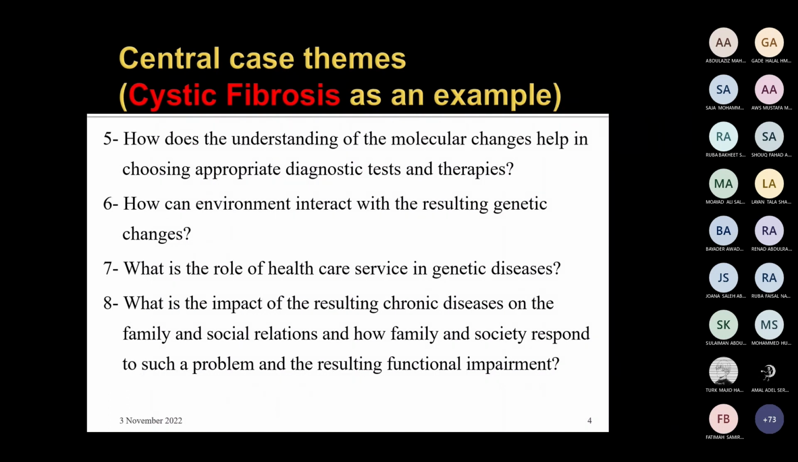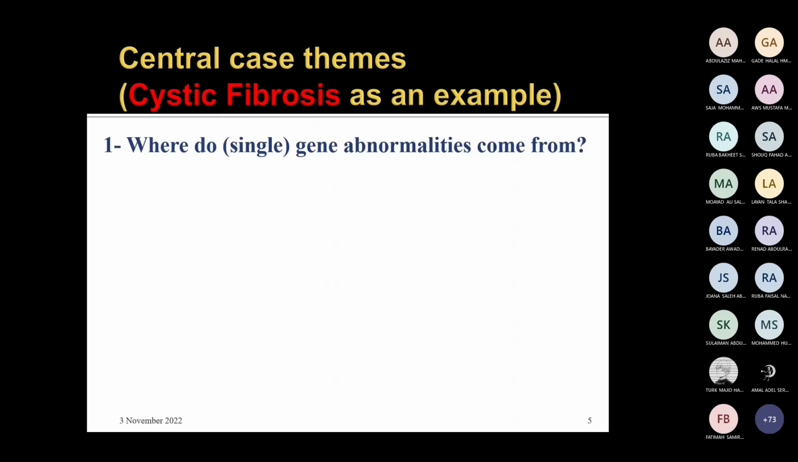The 8th question is related to behavior and social sciences, and it's mainly how this line of disease or pathological changes will result in a chronic disease that will impact the family and social relations, and how the family and the society should respond to such problems in the functional impact.